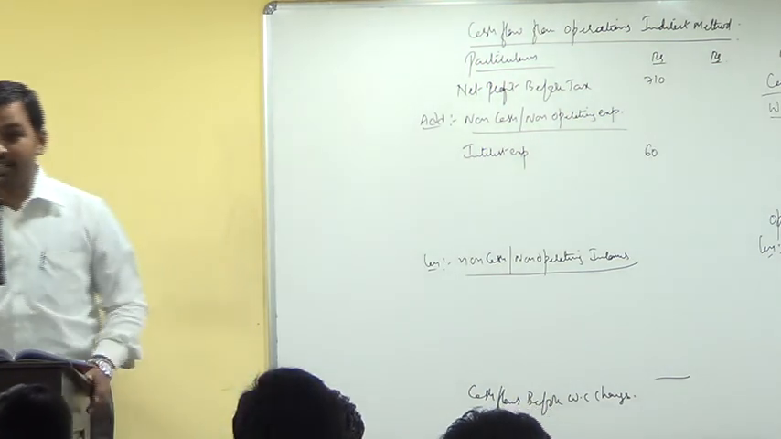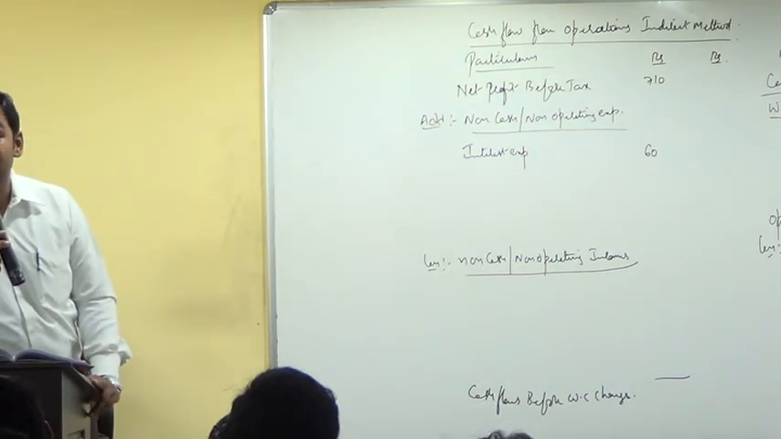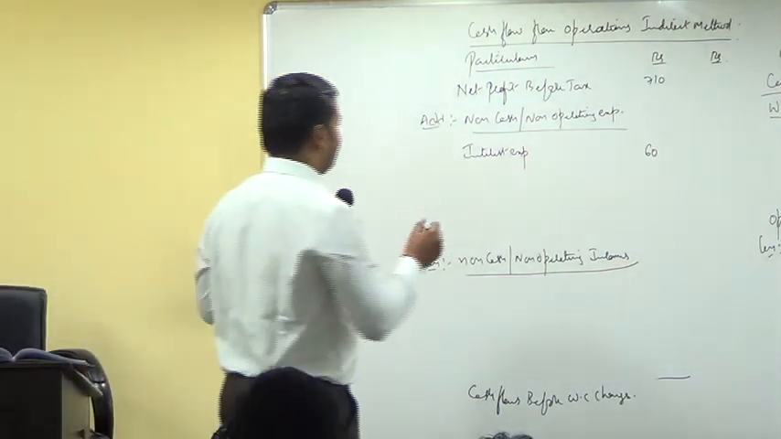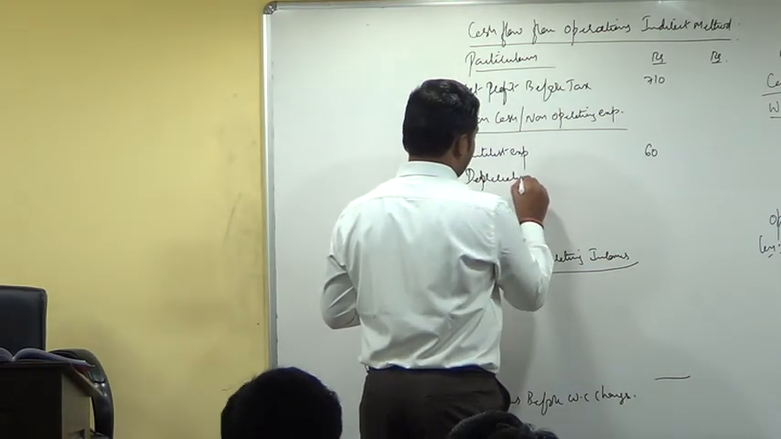Next. After interest, depreciation. Debited to P&L account, no? Is it cash or non-cash? Non-cash. So we have to add. Depreciation. How much?